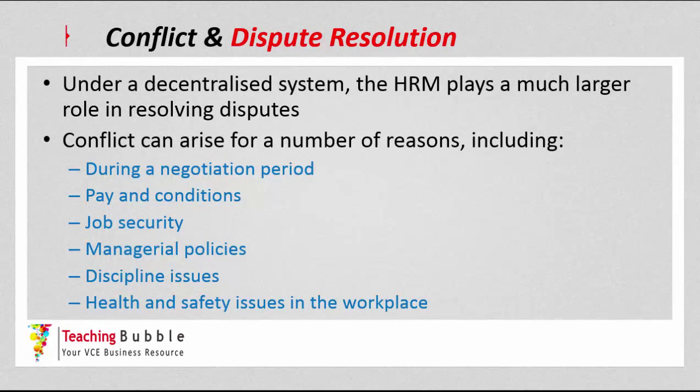So conflict can arise for a lot of different reasons. It can obviously arise during the negotiation period, which is linked to pay and conditions. It can be issues around job security, managerial policies, discipline issues, health and safety issues in the workplace, and anything in between. The main area we're focusing on here is employee relations. So we'll have a focus on pay and conditions and job security, those types of things that come up in employer relations.